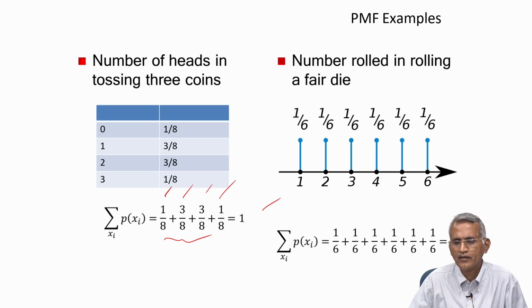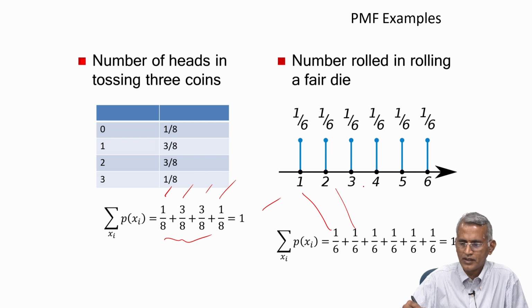This is the way we can draw it for the number on rolling a fair die. For the first case, 1 occurs with probability 1 by 6, 2 occurs 1 by 6, 3 occurs 1 by 6, 4 occurs 1 by 6, 5 occurs 1 by 6, 6 occurs 1 by 6 on rolling a die. The probabilities are 1 by 6 each, and when we sum them, it becomes 1.